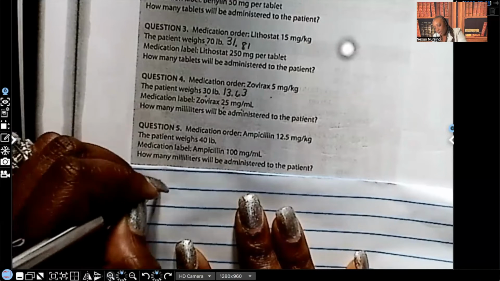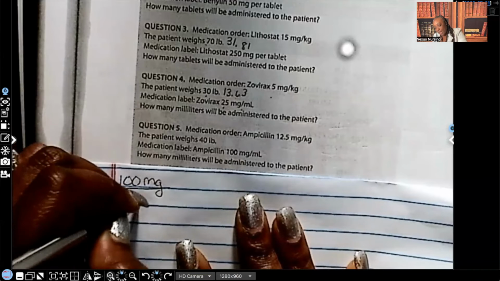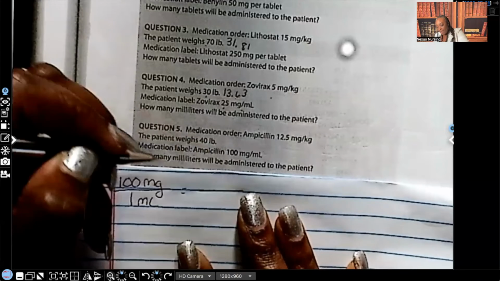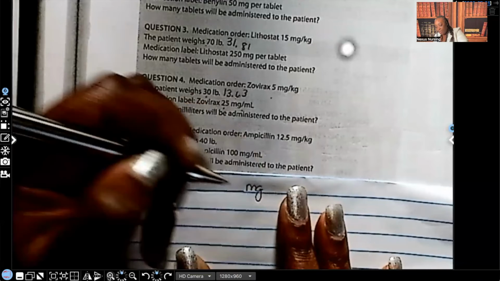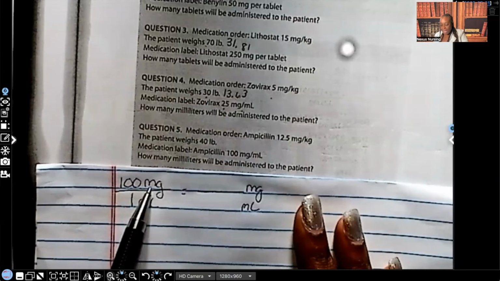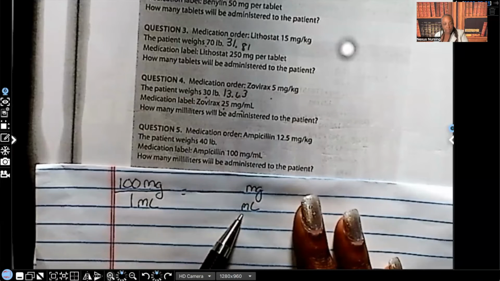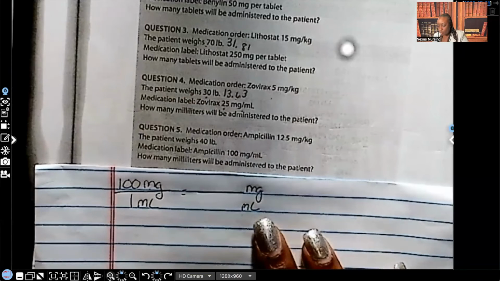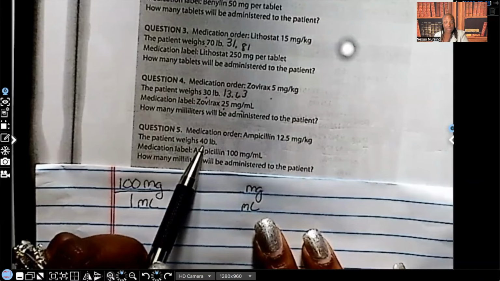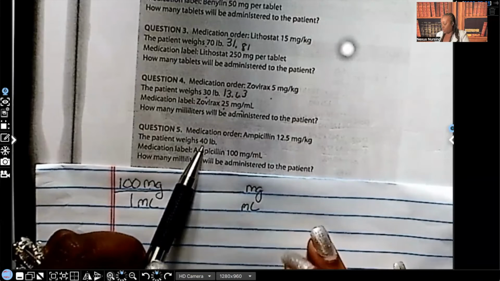100 milligrams per 1 ml is equal to whatever I have up here is going to be milligrams, and whatever I have here is going to be ml. Again, our units have to match: milligram, milligram, ml, ml, right? Let's go back to the problem. 40 pounds, we have to turn that into kilograms. So do 40 divided by 2.2.